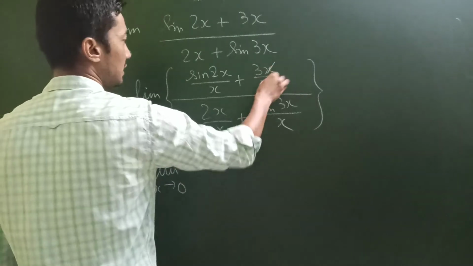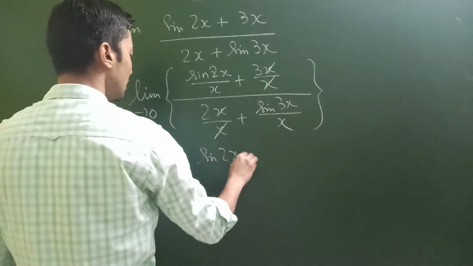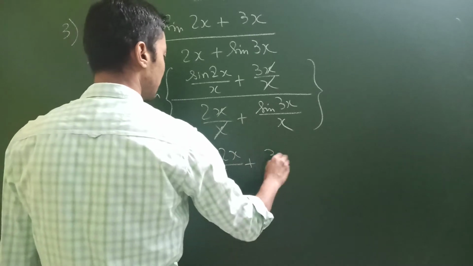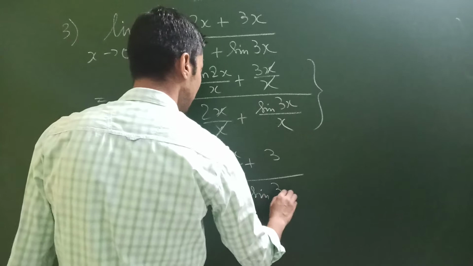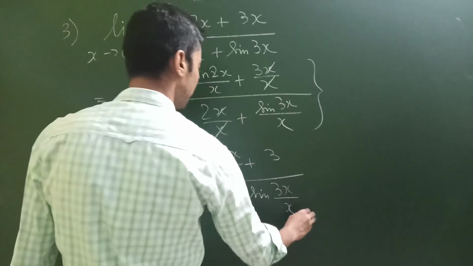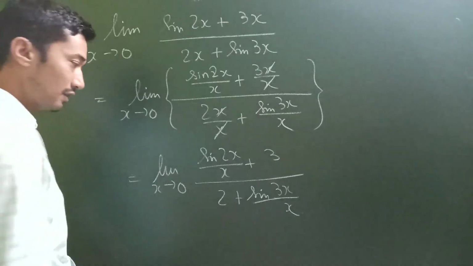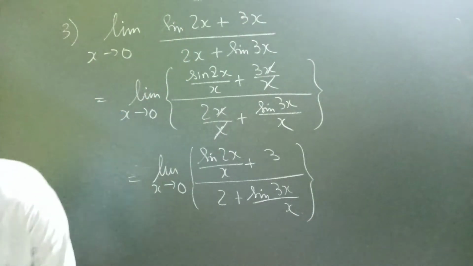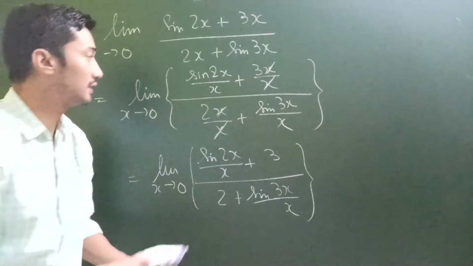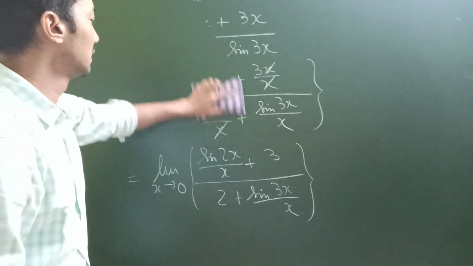So what happens is x done, x done. So sine 2x by x plus 3 upon 2 plus sine 3x by x. Alright. So that's the step that I get. Is that clear? So the next step, what shall we do?